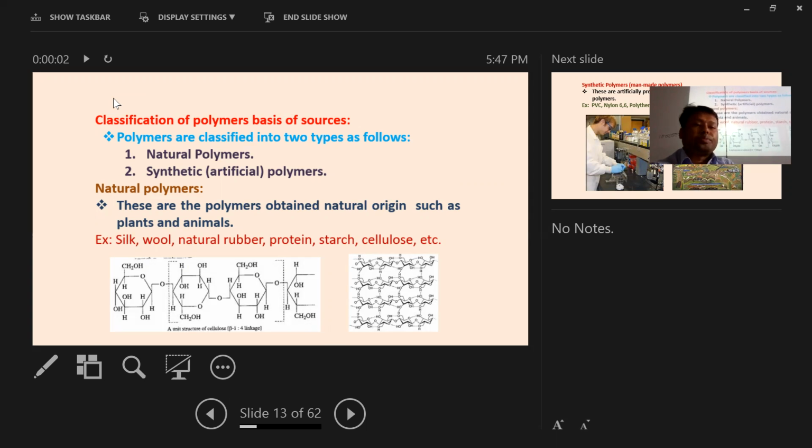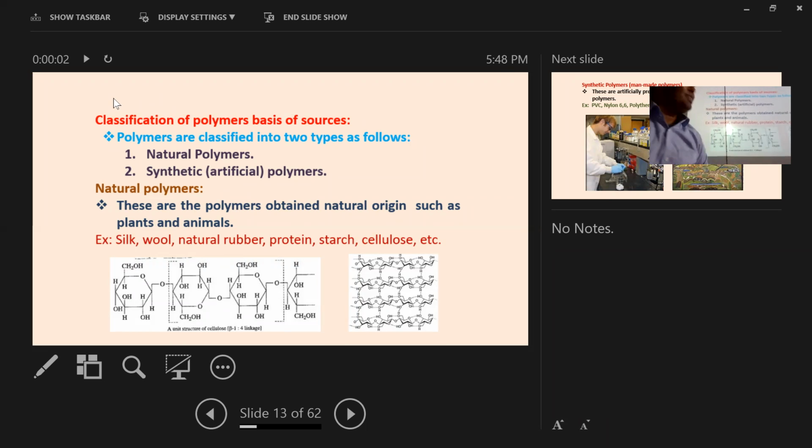Yeah, definitely. These are polymers of natural origin, such as plants and animals. Examples: silk, wool, natural rubber, protein, starch, cellulose. But do not try to memorize this formula. You don't need to. If you can remember only one unit, then that's fine. Just one unit will be fine.